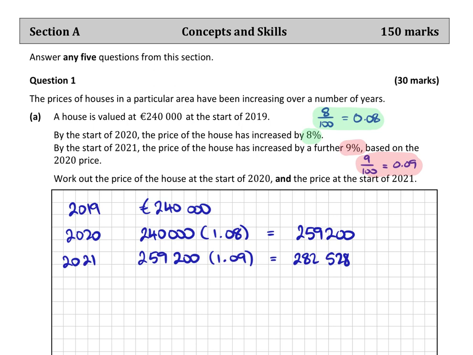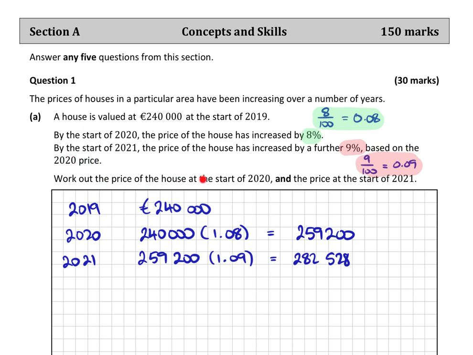So this is 2023, paper 1, question 1 for Leaving Cert Ordinary level. The price of houses in a particular area have been increasing over a number of years. A house is valued at 240,000 at the start of 2019. By the start of 2020, the price of the house has increased by 8%. And by the start of 2021, the price of the house has increased by 9% based on the 2020 price.